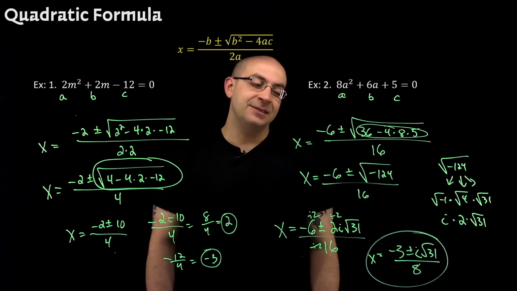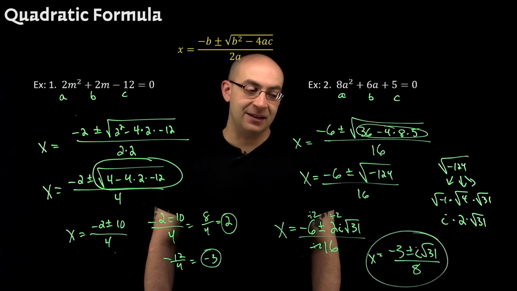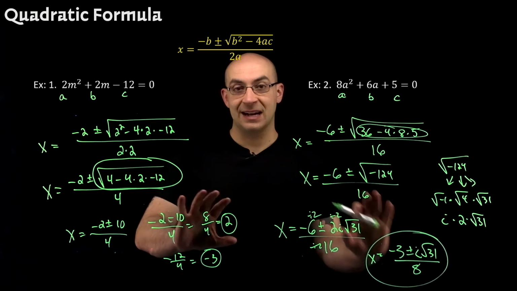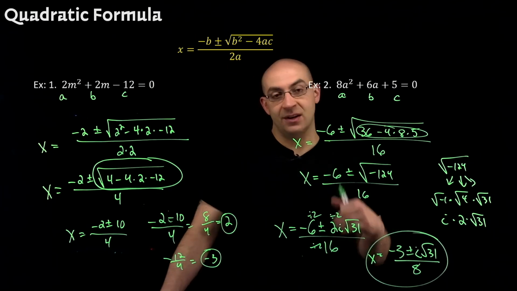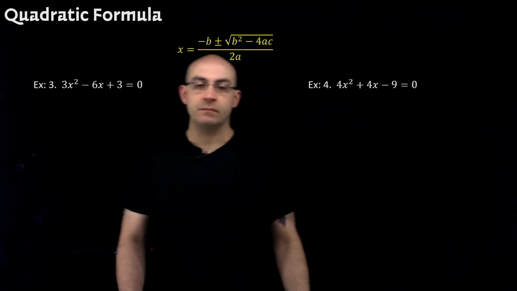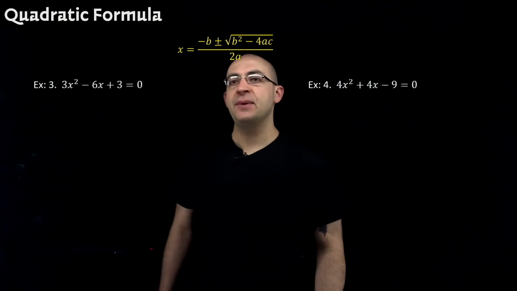And yes, we're going to need to have i instead of decimals because decimals are not going to be exactly what we're looking for. We are looking for exact values, which are either whole number integers, fractions, or radical signs. Let's try 2 more. Okay, try example 3.